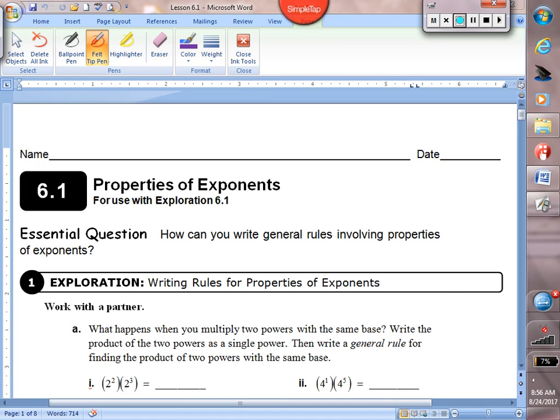Please open to page 168 in your student journal. Today we're going to start looking at properties of exponents. And before we do, I just want to take a little time to review some of the vocabulary involved.